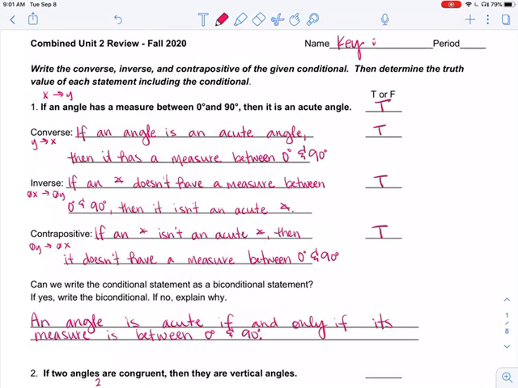So if we can write a conditional as a biconditional, remember that these first two must be true. And since that is the case, we can write a biconditional. Remember, we're going to remove the if and then and replace it with if and only if in the middle. An angle is acute if and only if its measure is between 0 and 90. You could also flip-flop that. An angle's measure is between 0 and 90 if and only if it is an acute angle.